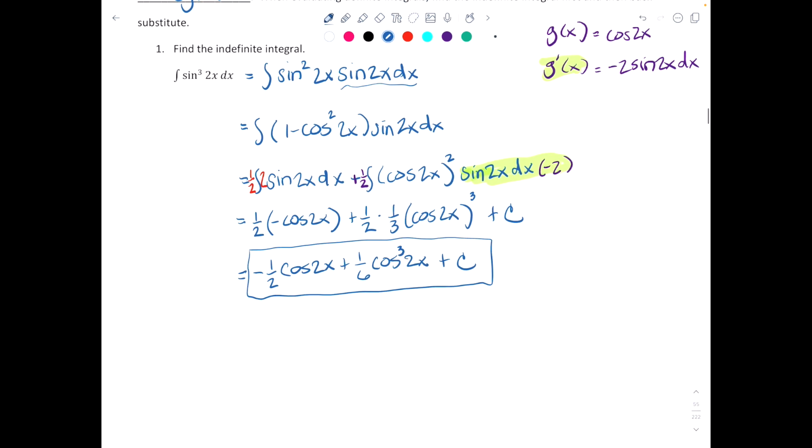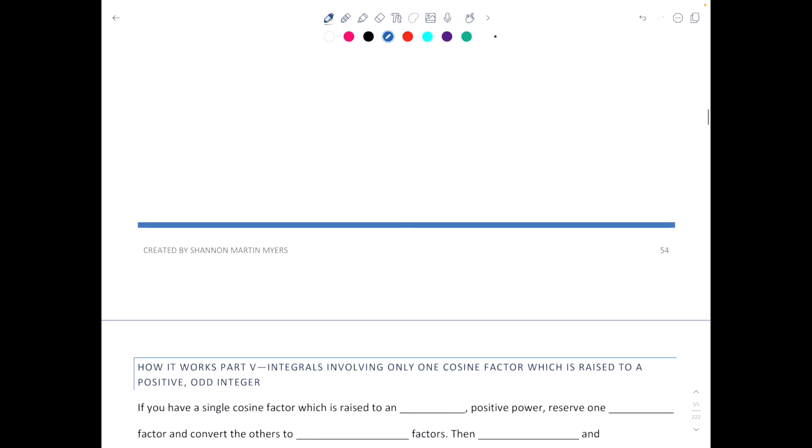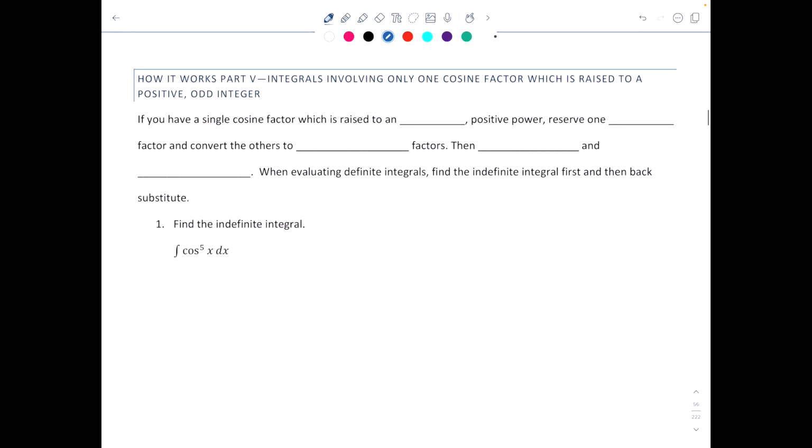All right, now let's take a look at integrals involving only one cosine factor, which is raised to a positive odd integer. So if you have a single cosine factor raised to an odd positive power, reserve one cosine factor and convert the others to sine factors. Then expand and integrate. So very similar to what we just did, just switched around.